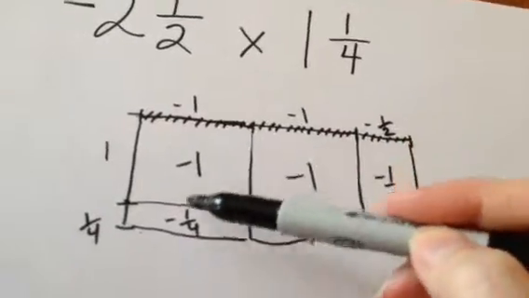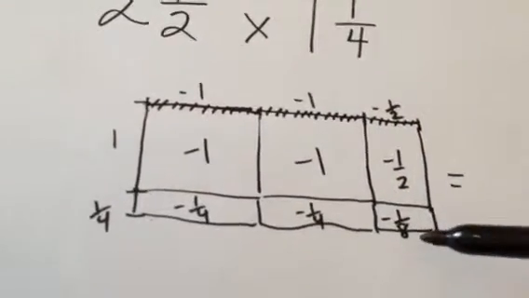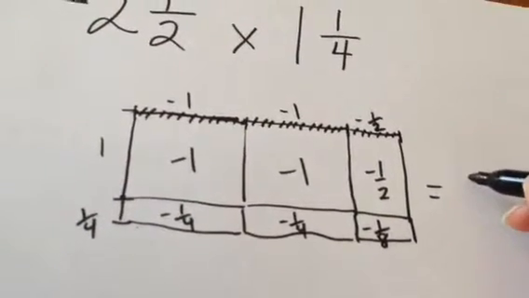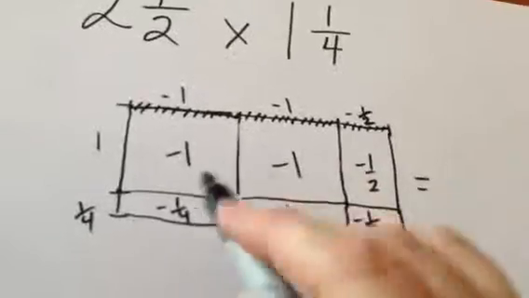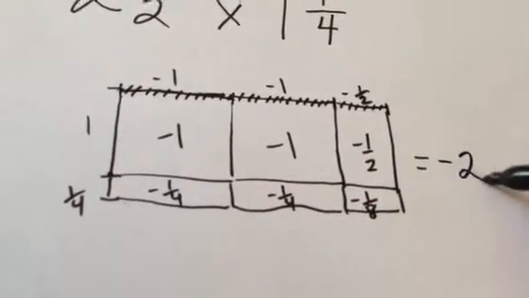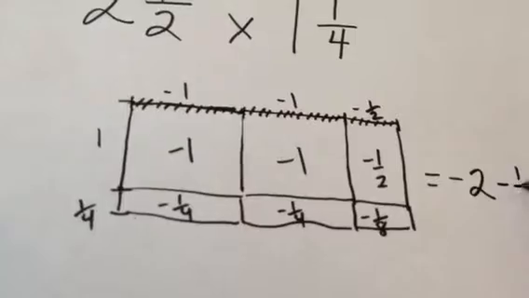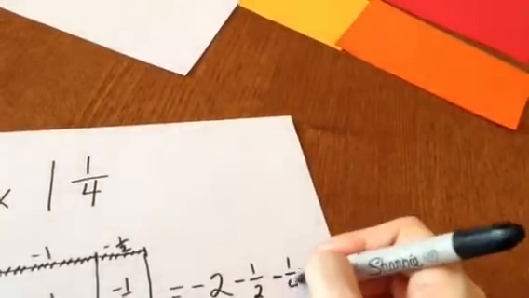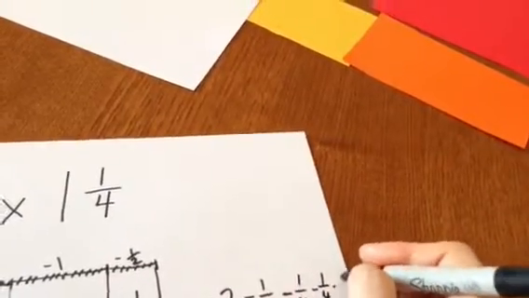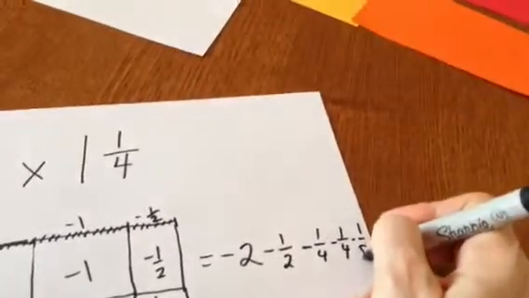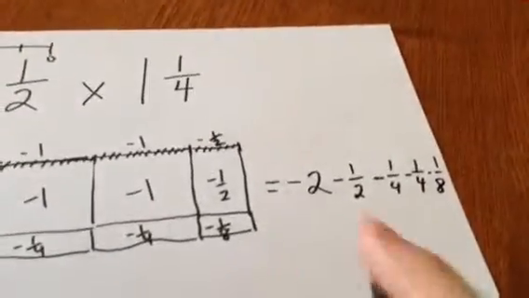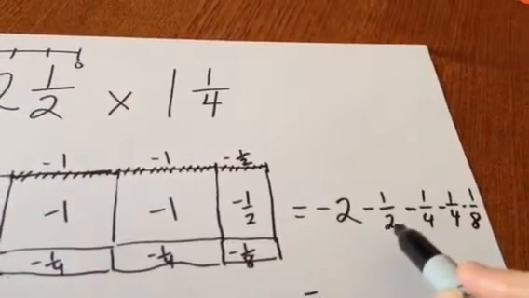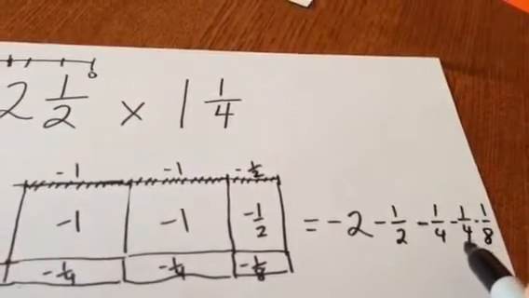So now this product, because of the negative in one of the factors or dimensions, has had impact on every one of these smaller products. All of these numbers are going to be negative in the end. The sum of all negative numbers has to be negative. So we have negative 2, a negative 1/2, 2 negative 1/4, and a negative 1/8. And this becomes an addition problem now. Negative 2, a negative 1/2, a negative 1/4, and a negative 1/4.